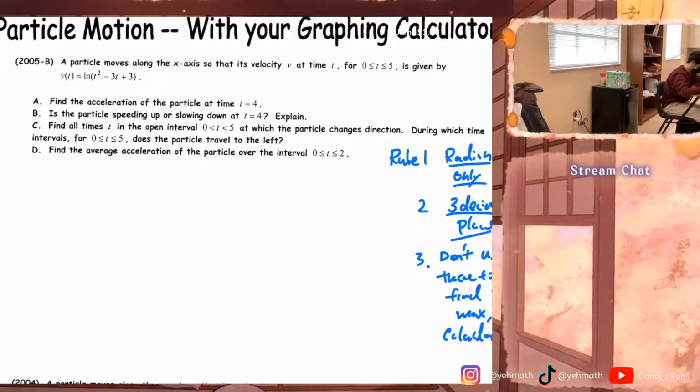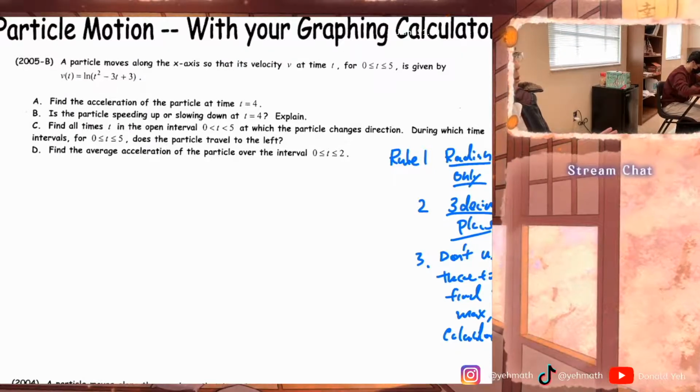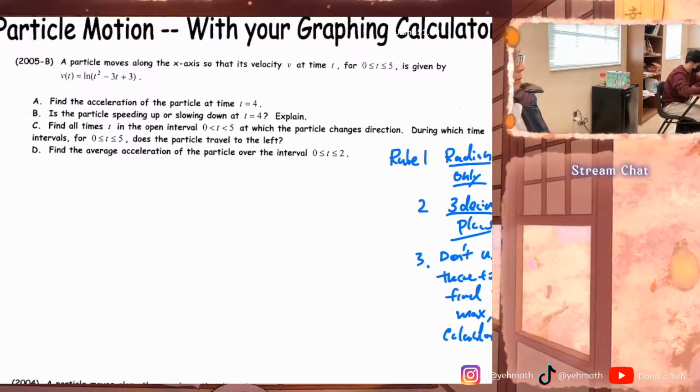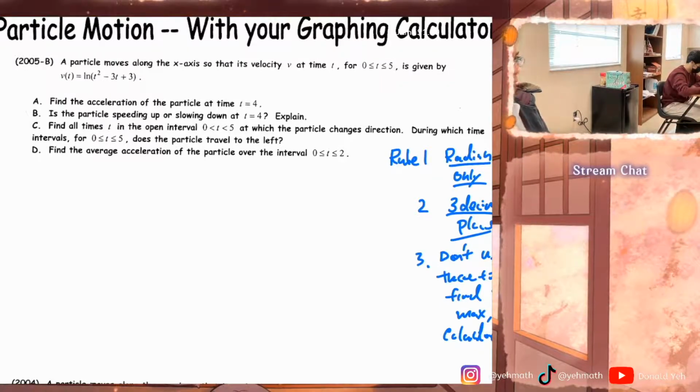So radian only, 3 decimal places, don't use trace. Do not use trace. Just don't use trace at all. So that makes it easier. Don't use trace.